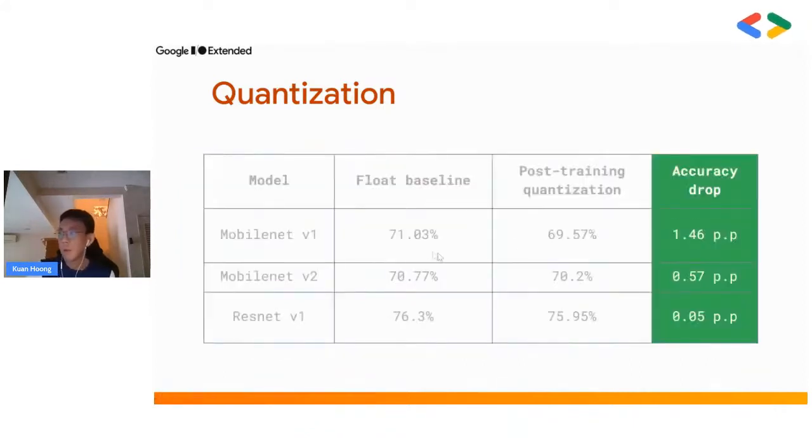If you look at here, this is the baseline. If you do quantization, you can see the accuracy does not drop so much. The difference is not so much, but you reduce the amount of data that you require. Then you reduce the model file size.